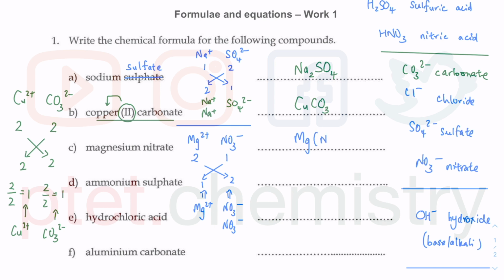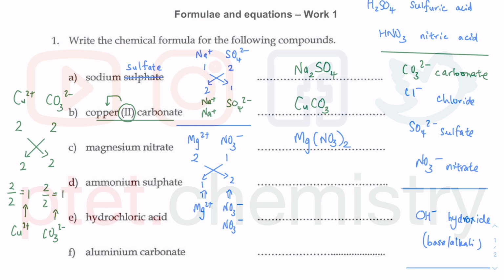But now I have to use a bracket because I want to show that I have 2 of this whole thing, whereas previously I only had 1 of this whole thing and 1 of this whole thing. Now I have 2 of this whole thing. It means 2 nitrogen. It means 3 times 2, which is 6 oxygen. 3 plus 3 is 6 oxygen. 3 times 2 is 6 oxygen. 1 times 2 is 2 nitrogen. 1 plus 1 is 2 nitrogen there.